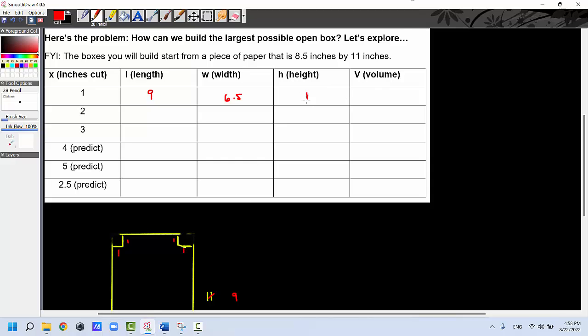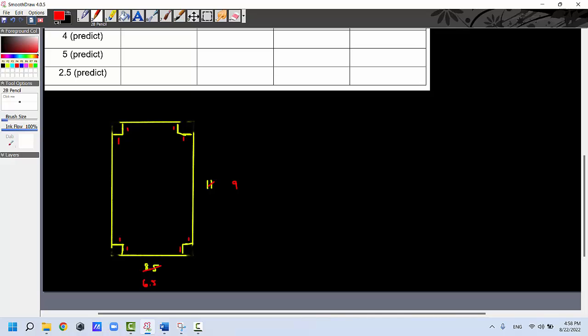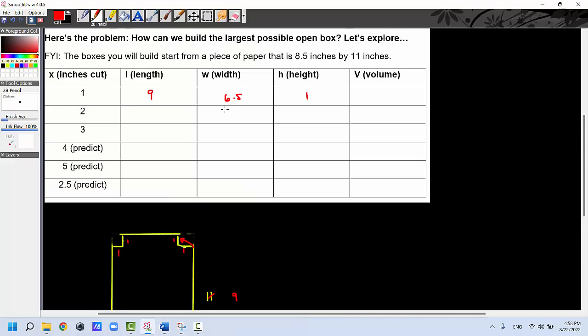If you think about it a little bit, hopefully it'll make sense, because if I fold this upwards this way, it sticks up out of the screen 1 inch. And so now, in order to calculate volume, that's just going to be length times width times height. If I just do 9 times 6.5 times 1, I end up with a total volume of 58.5 cubic inches.